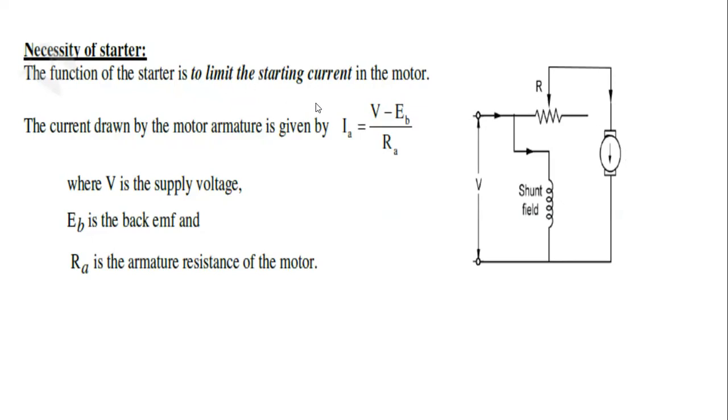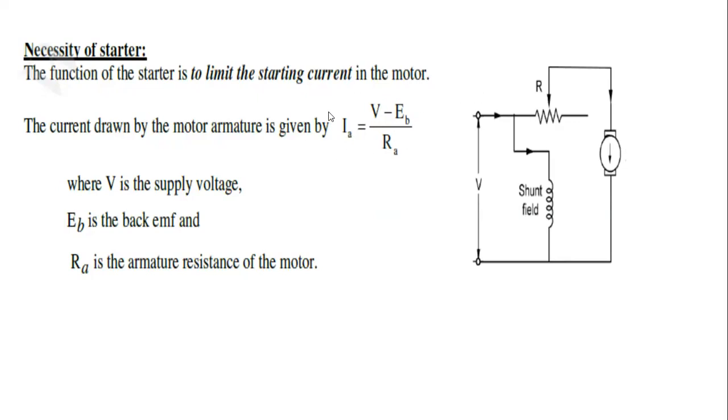When we cut out the resistance, the motor automatically attains the rated speed after total cutting of the resistance in the circuit. We gradually increase the motor speed until it attains the rated speed. Due to this gradual increase in speed, the windings are not affected. That is the main reason for the usage of a starter.